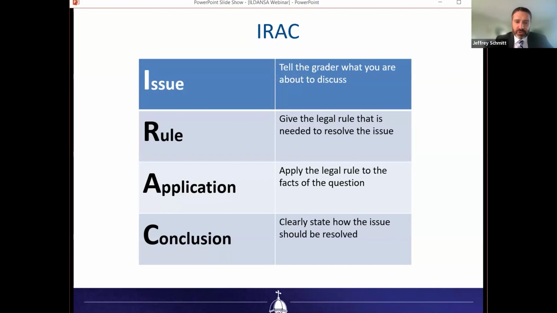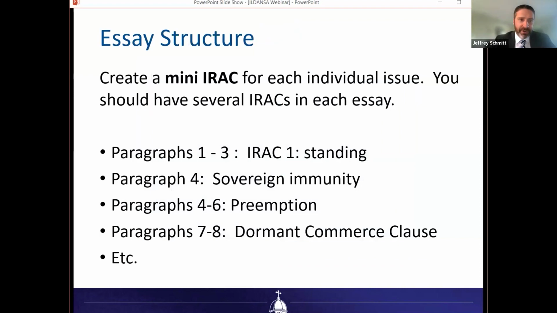And then the conclusion is just going to be the resolution of the issue. There is standing, there is not standing, we have a battery, we have jurisdiction, whatever it is. But don't get confused on this.